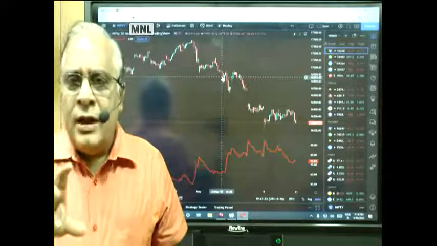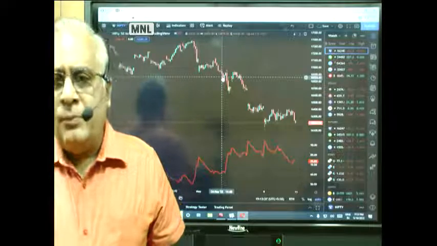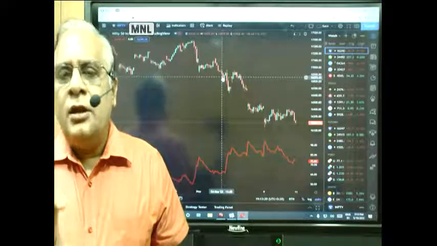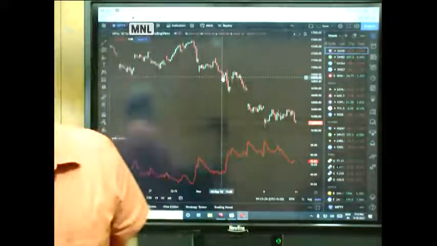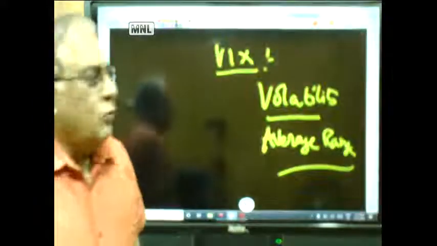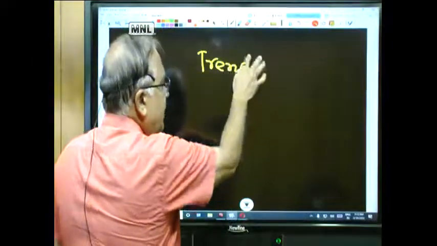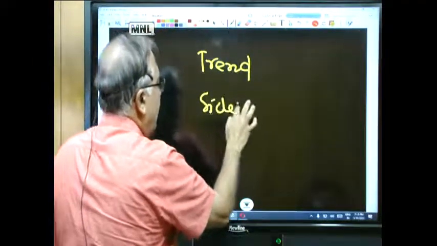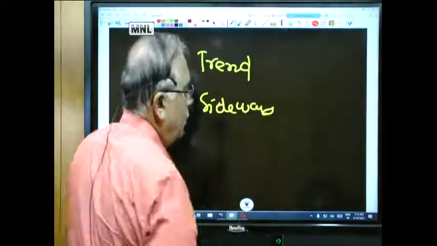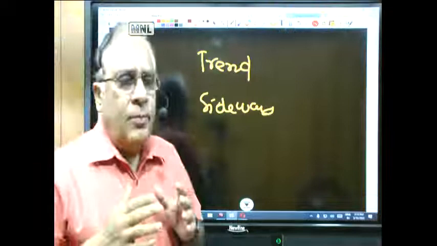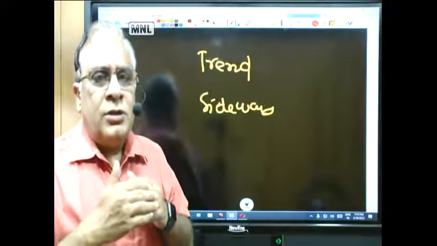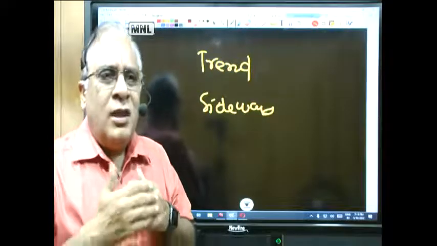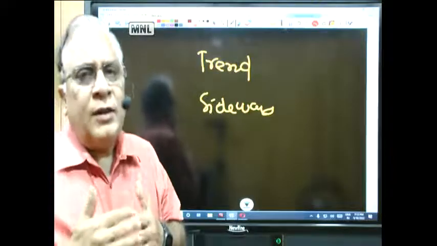Now, in order to apply a particular system, first of all you must know whether it is likely to be a trend day or a sideways day. That will give you some glimpse of what you should do. So how do you identify that? We have said that the average range, which represents a type of volatility, normally on a close to close basis, if it holds, then 85% of the time it will be within that.